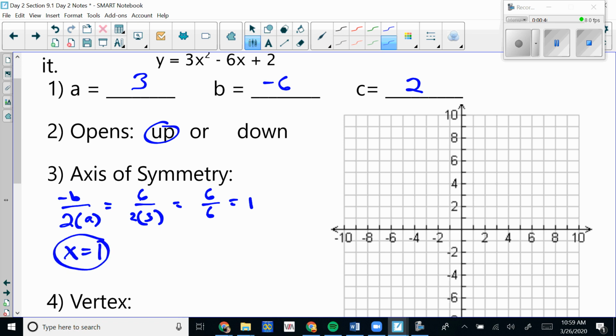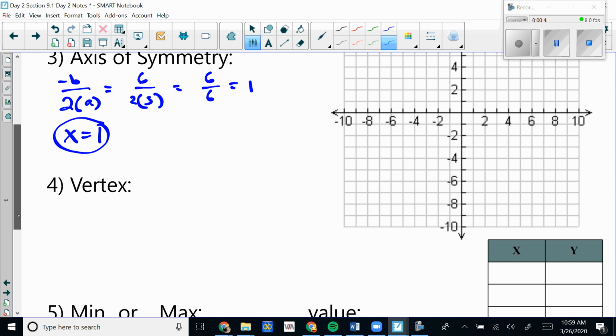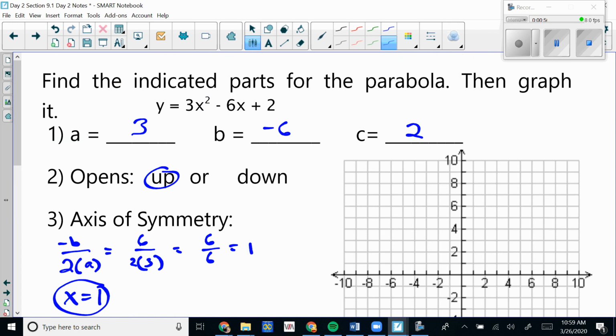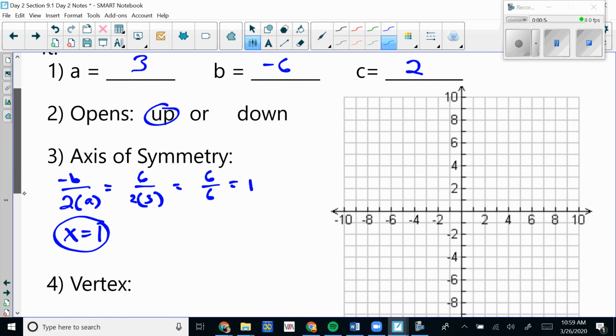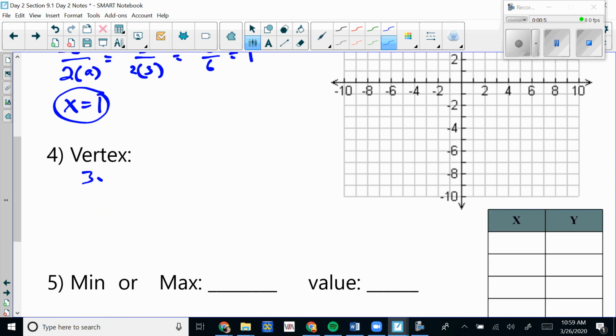That's the line. To find the vertex, we're going to plug that 1 into our equation, which is 3x squared minus 6x plus 2. Let's write it right there. Okay, so I'm going to plug in, that's going to give us y. I'm going to plug in 1 for all of these. So 3 times 1 squared minus 6 times 1 plus 2.